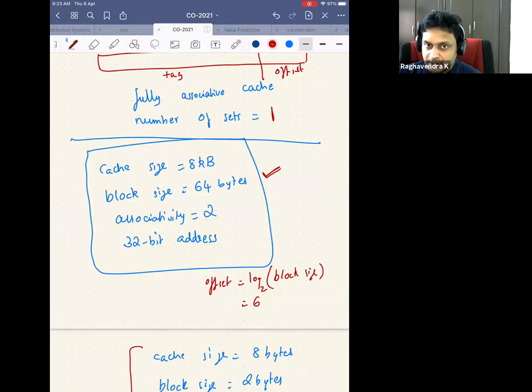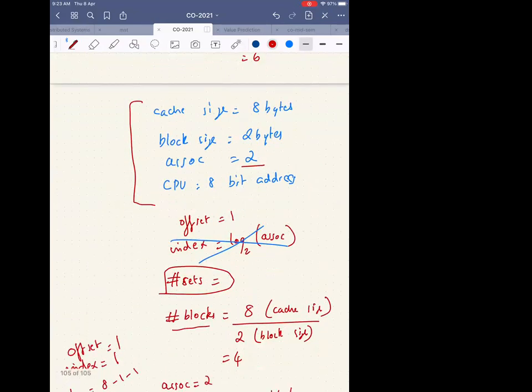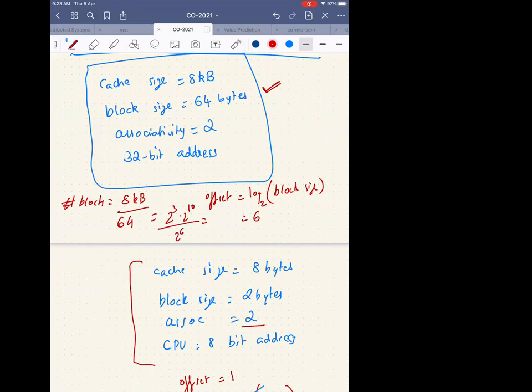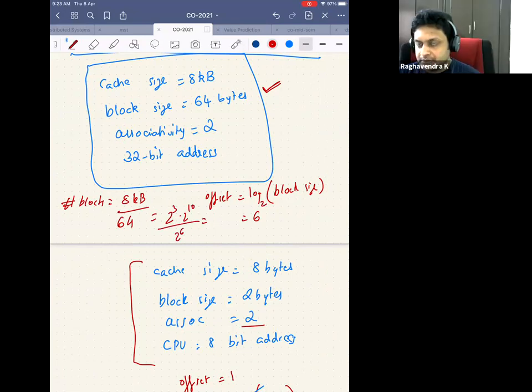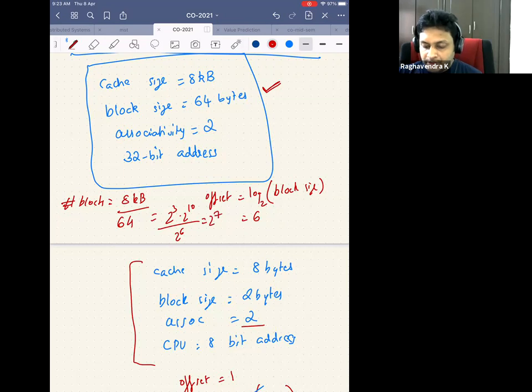What should I figure out? So what did I figure out here? Number of blocks. So how many blocks are there in the cache? That is the cache size, 8 kilobytes, divided by block size, 64. So what is this? 2 power 3 into 2 power 10 divided by 2 power 6. Right? So 2 power 13 divided by 2 power 6. So how much is it? 2 power 7. So number of blocks is 2 power 7.